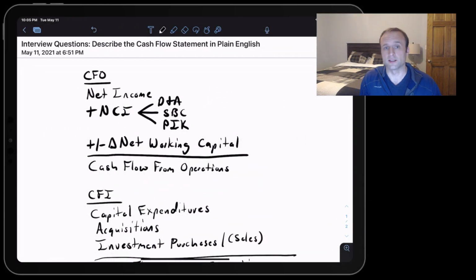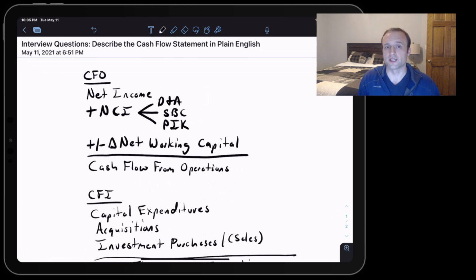Let's hop in. All right, today's question is, describe a cash flow statement in plain English. There are some interview questions you'll get in investment banking, private equity, and hedge fund interviews where they just want to see if you understand the substance of the accounting and finance that you're talking about, and this is a great example. A cash flow statement can be explained in a very technical way, but in order to really explain the substance of it, you have to understand what the cash flow statement is attempting to do.